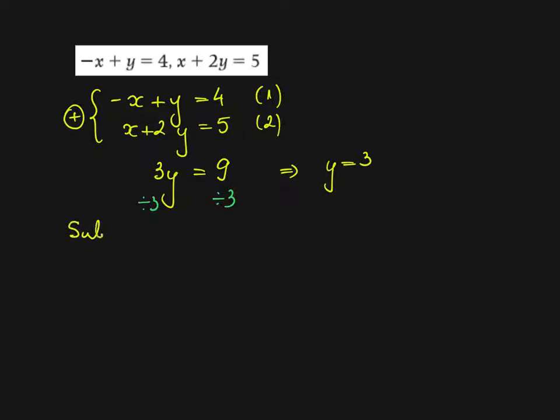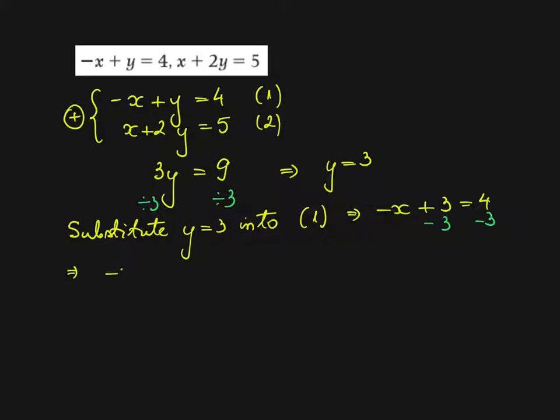I substitute y equals 3 into, it doesn't matter, but it seems that the first one is simpler, and I get minus x plus 3 equals 4. Take away 3 from both sides. So I get minus x equals 1, multiply by minus 1, minus x times minus 1 gives me x equals negative 1. So my solution is x equals negative 1, y equals 3.